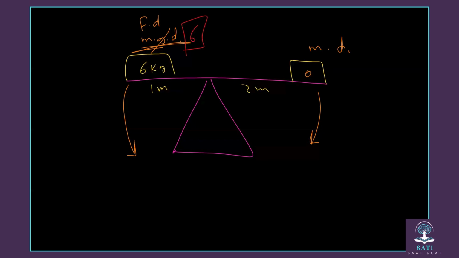Okay, what about the right side? Here the distance is 2. 2 times what? It has to be 6 as well. So this one has to be 3. 3 times 2 is going to be 6. So in this case, they're going to be equal. So this one is 1 meter distance with 6 kilograms mass. But here 2 meters, so this one is 3, 2 times 3 is 6.